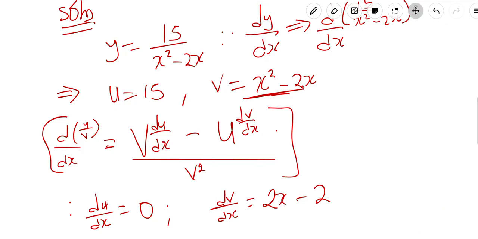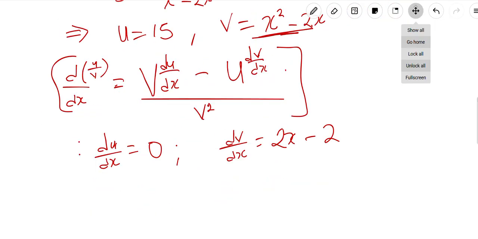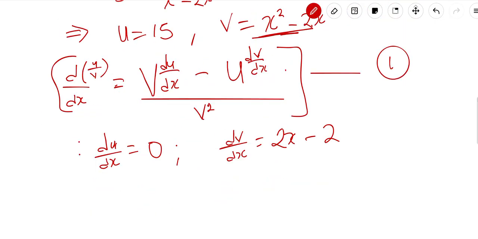So now we have the value of u, we have the value of v, we have the value of dv over dx, and we have the value of du over dx. So we just plug it into, we can call this equation 1. We just plug it into equation 1. So equation 1 says that if I have d over dx of u over v. What's our v? Our v is from equation 1. We're just plugging the values into equation 1.